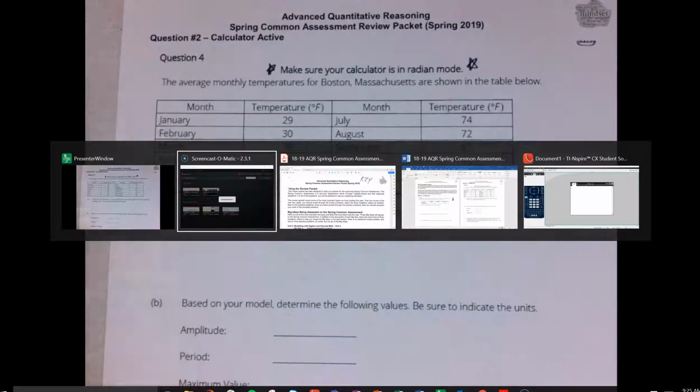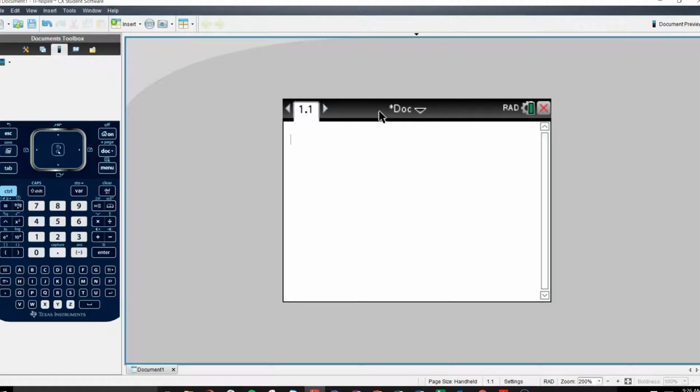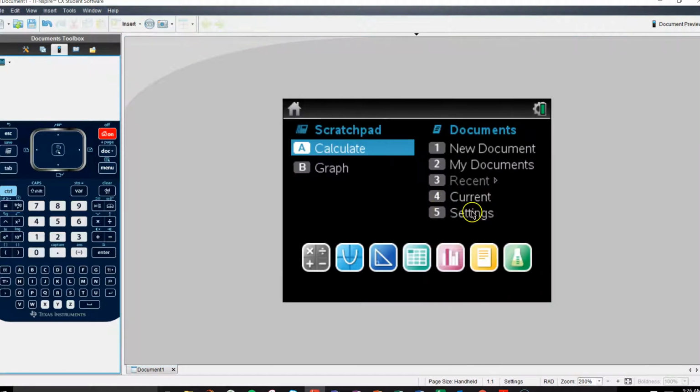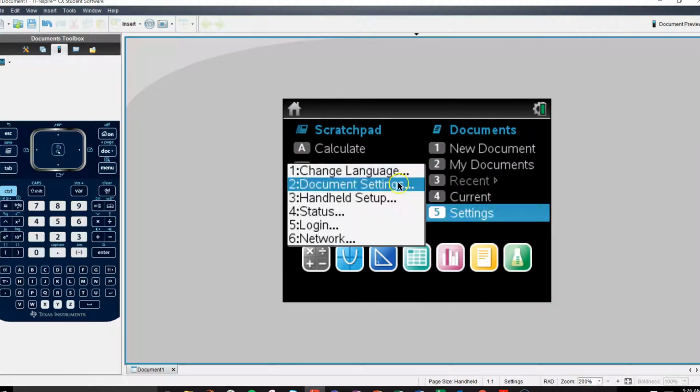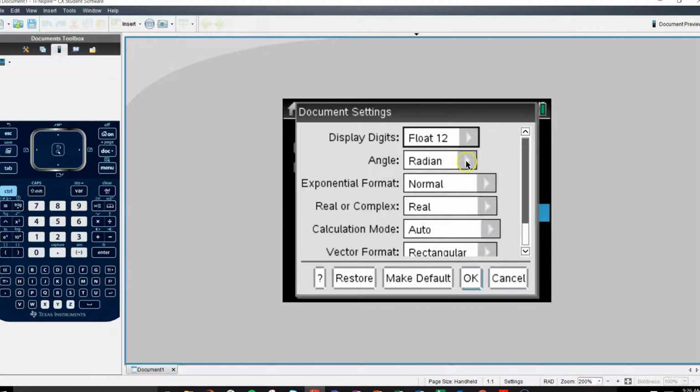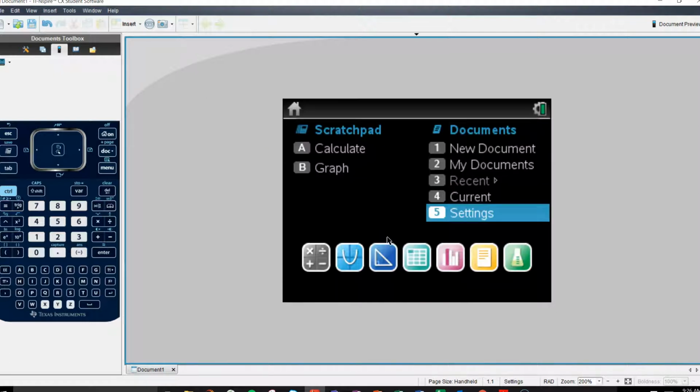So if you don't know how to do that, go to your calculator, go to the Home, Settings, Document Settings, right here in Angle, make sure it says radian, and then click Make Default and OK. Now you're ready to go.